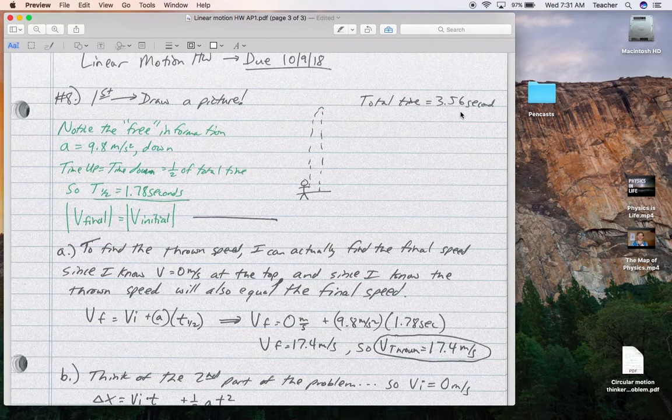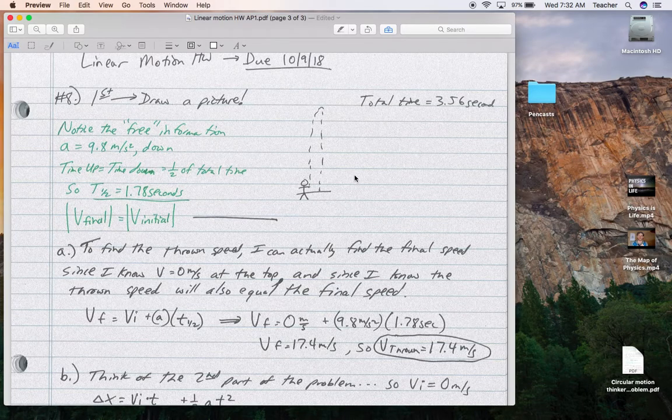But for example, if the total time is 3.56 seconds and it goes up and comes down to the same height, it should make sense that there's some symmetry here. So the time to the tippy top is about 1.78 seconds. Also, the time up would equal the time down. And again, each of those is half the total time. So therefore, you should think that the initial speed with which it's thrown would also equal the speed right before it hits the ground or hits that location again. Now, the speed's the same, the velocity is in different directions.